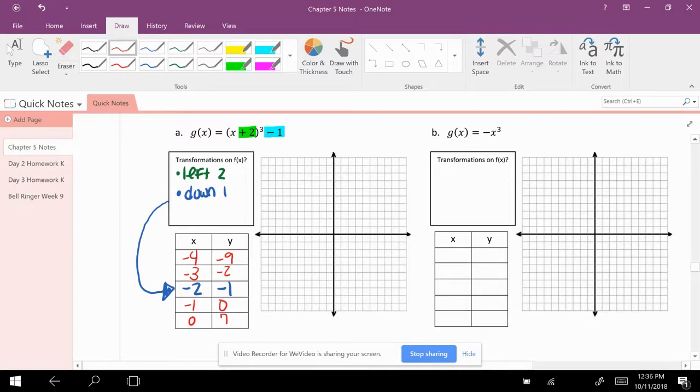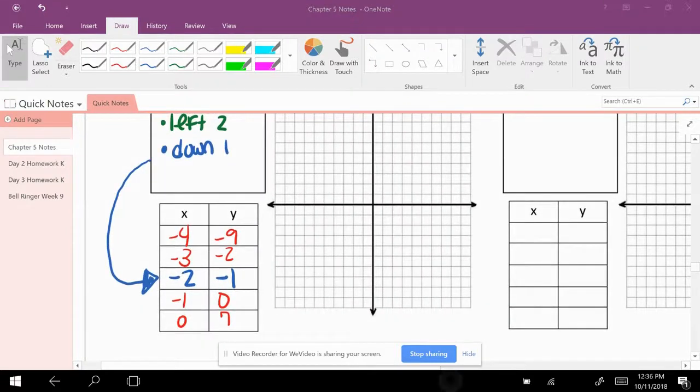So let's just graph it and we're done. Okay, so I have negative 2, down 1 is right here. Then I have negative 3, down 1, 2, negative 1, 0, and then 0 up 1, 2, 3, 4, 5, 6, 7. What's up? 4, 5, 6, 7, 8, 9. Well, let me just draw out. And then I'll come and check your answers.